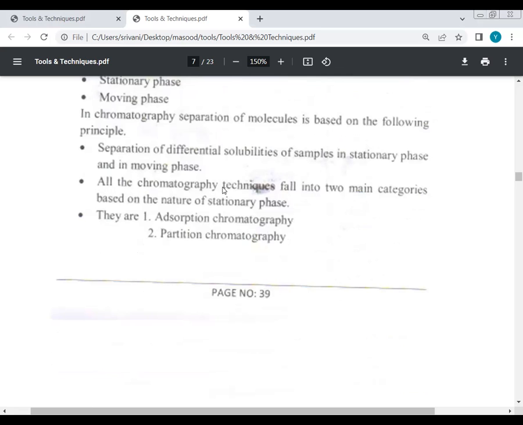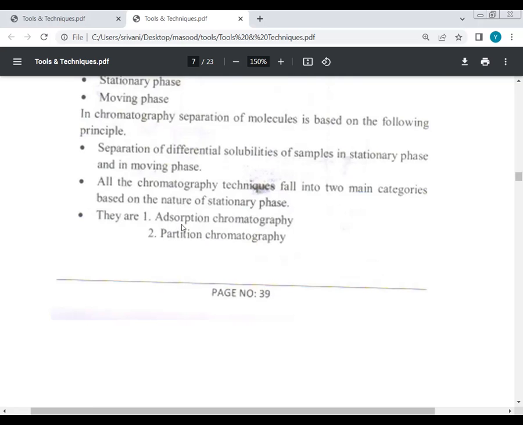All chromatography techniques fall into two main categories based on the nature of the stationary phase. According to the stationary phase, chromatography techniques are of two types. First one is adsorption chromatography, adsorption, not absorption. Second one is partition chromatography.